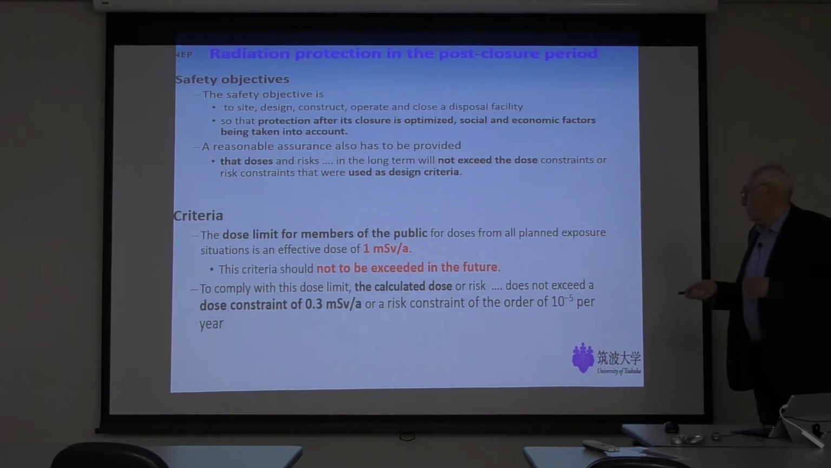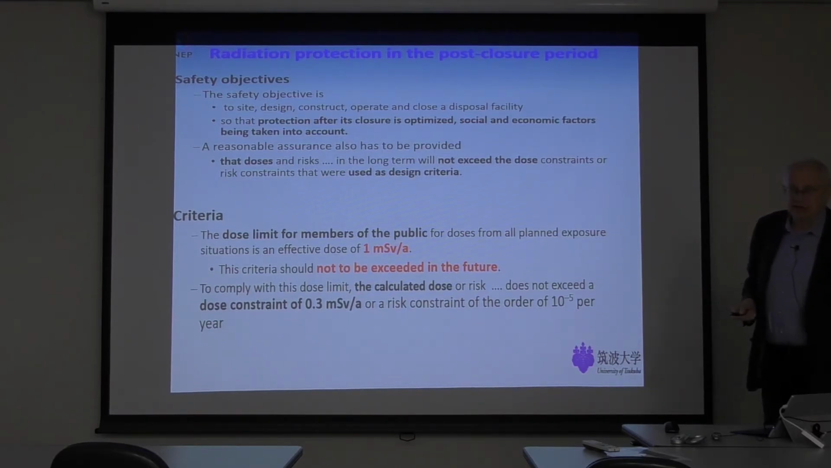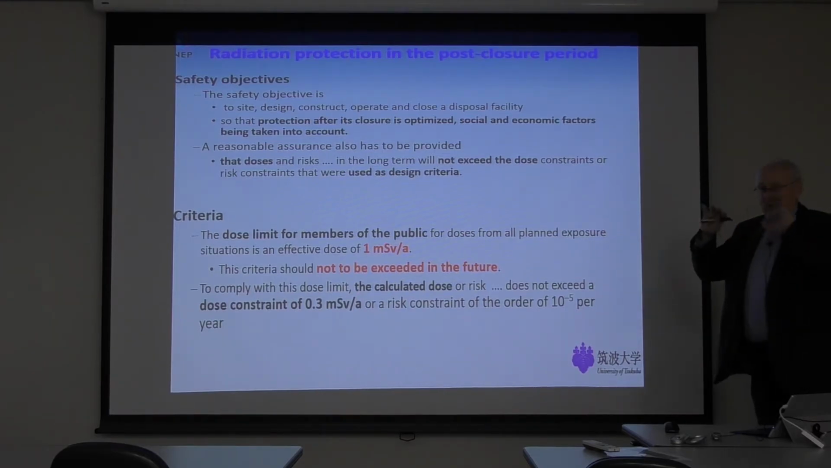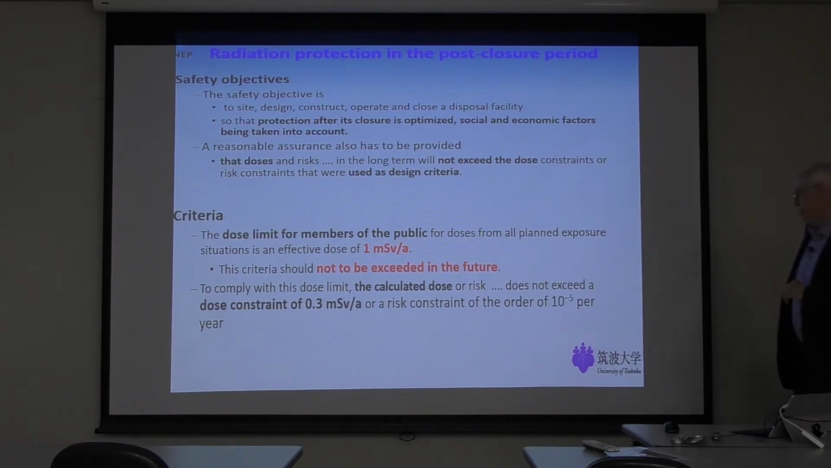And therefore, a dose constraint is introduced, which is a dose limit for a specific installation rather than for all nuclear installations on a specific site. And this 0.1 millisievert per year, according to the risk factors published by the ICRP, the International Commission on Radiological Protection, is a risk of 10 to the minus 5 per year.